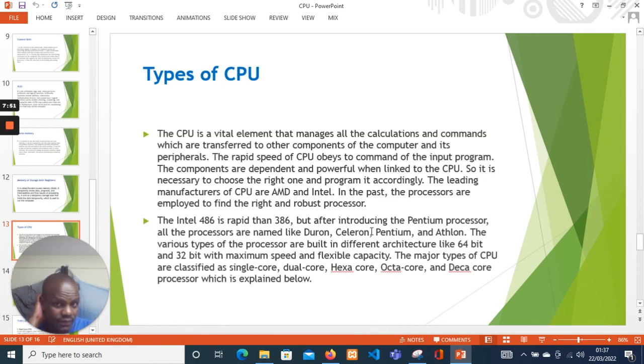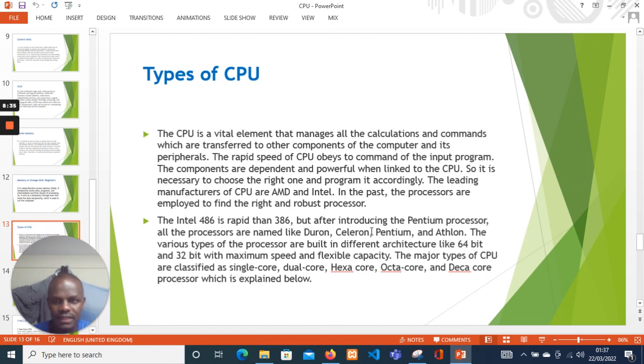So we have various types of CPU. The CPU is a vital element that manages all the calculations and commands which are transferred to other components of the computer, and its peripherals. So the rapid speed of the CPU obeys the commands of the input program. The components are dependent and powerful when linked to the CPU. So it is necessary to choose the right one and program it accordingly. The leading manufacturers of CPU are AMD and Intel. So we have the two being leading manufacturers.